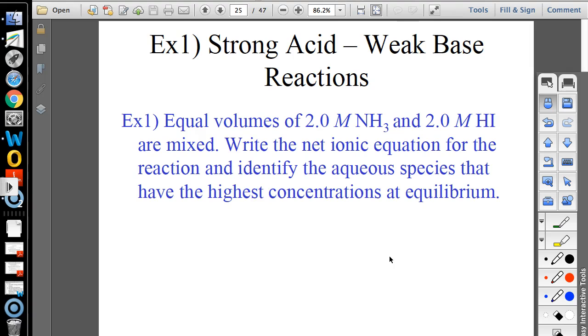If I have equal volumes of ammonia and hydroiodic acid, which is a strong acid, if I mix them, do you think you can handle writing the net ionic equation for this? You can do it? Do you have a question?